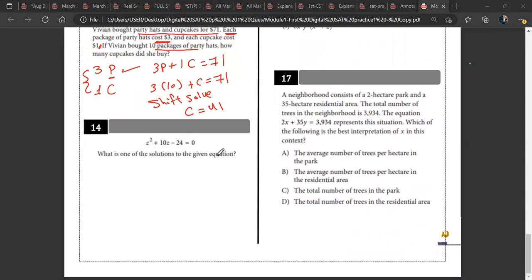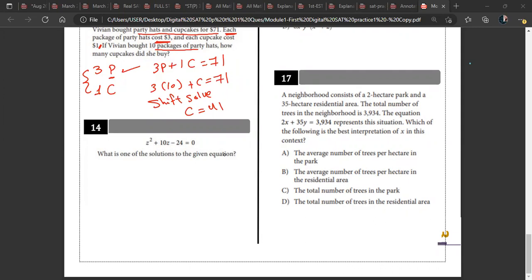Okay, let's see question number 14. You have here z squared plus 10z minus 24 equals 0. What is one of the solutions to the given equation? He asks you about just one solution to the given equation. Here, directly use mode 5-3 and find one possible value or one solution for the given equation.